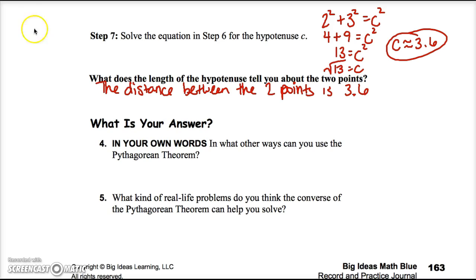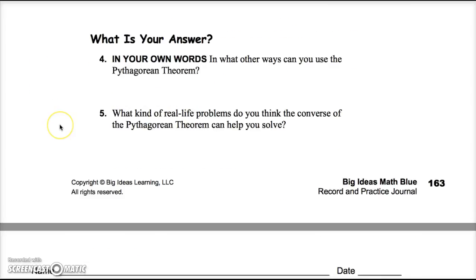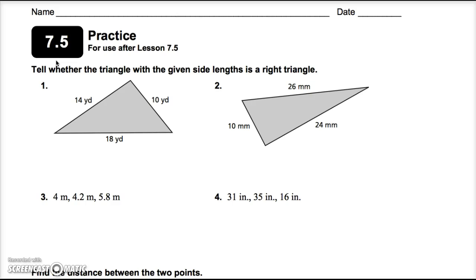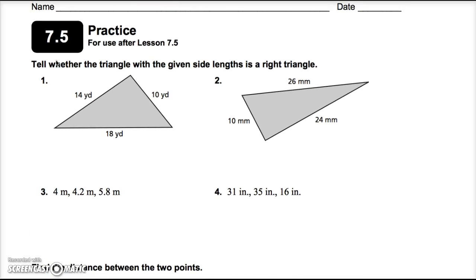Now, one more thing we're going to look at. If you turn the page over to page 164, where it says 7.5 practice, I want to go over this first section, numbers 1 through 4. It says, tell whether the triangle with the given side lengths is a right triangle. So on these, they give us all 3 sides of the triangle, and they're asking us basically, is this a right triangle or not?